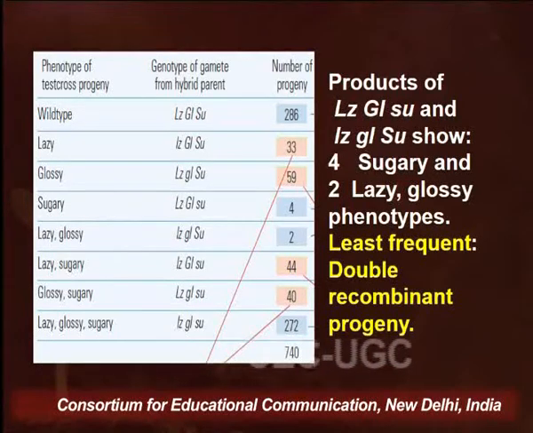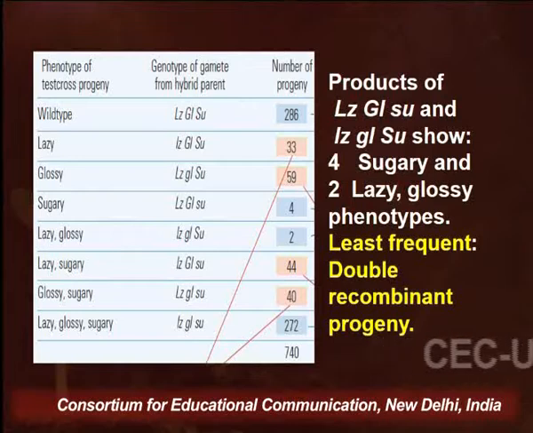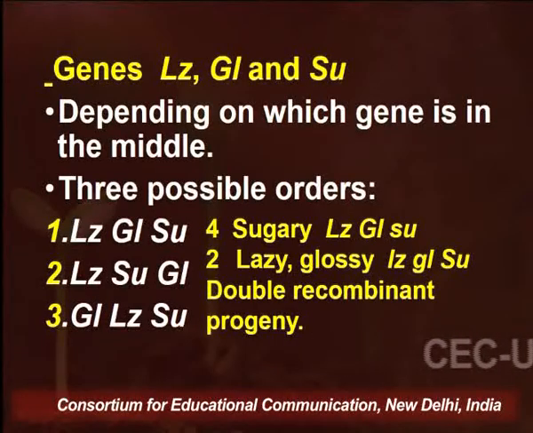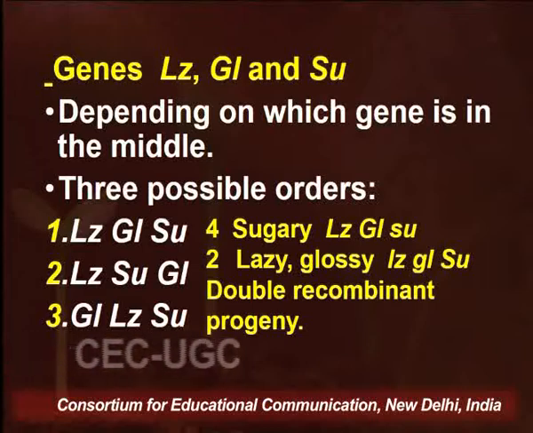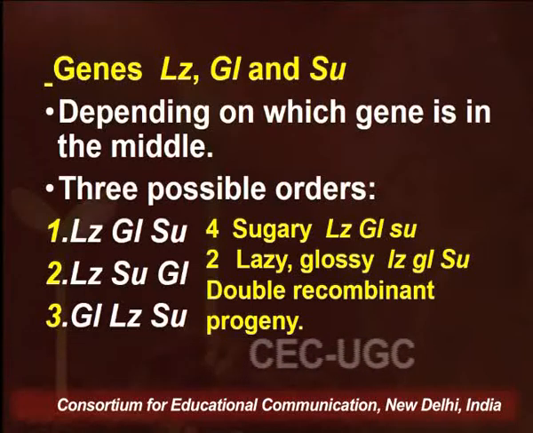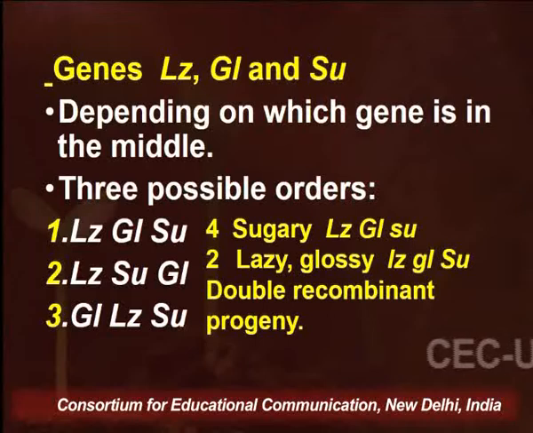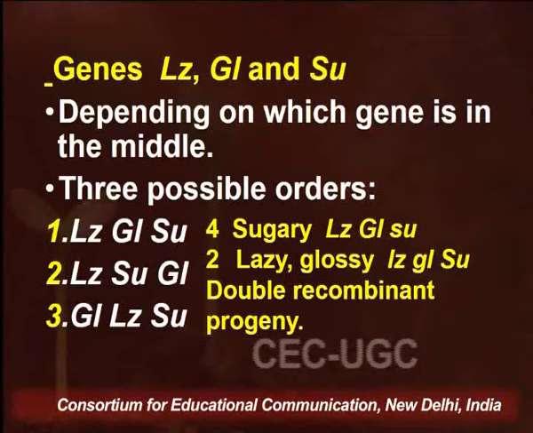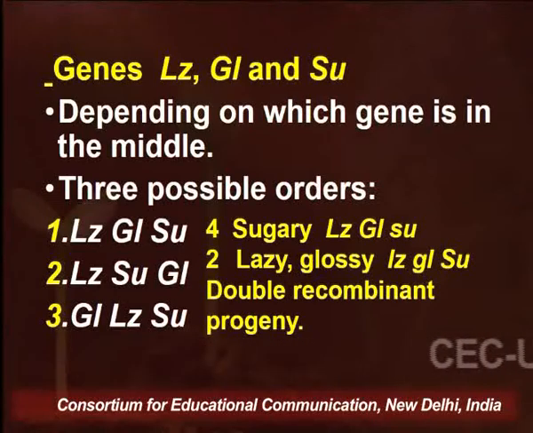But on the other hand, if you look carefully, there are 33 and 40. These are the other ones which represent the single recombinants. We have to take these two into account. So that means these particular genes lz, gl and su would have 3 possibilities. Now, let us come to the idea as to where exactly they are located, and this we can find out only on the basis of a 3-point test cross, because if we had only 2 genes, there was no question of their order. So, what are the 3 possible orders?